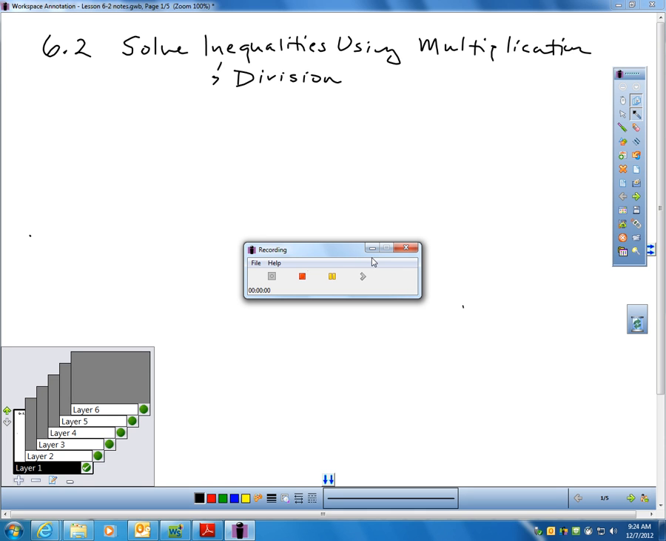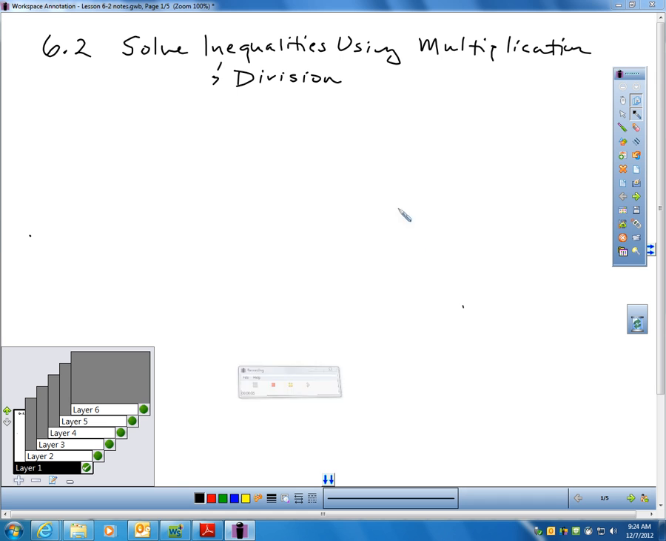Hi, and this is lesson 6.2, and we are solving inequalities using multiplication and division. What you're going to notice real quick today is that this section is really almost exactly what we did in the last section, except we're going to be solving inequalities that require multiplication and division as the inverse operation versus addition or subtraction. Let me just quickly review what we did in that last section.